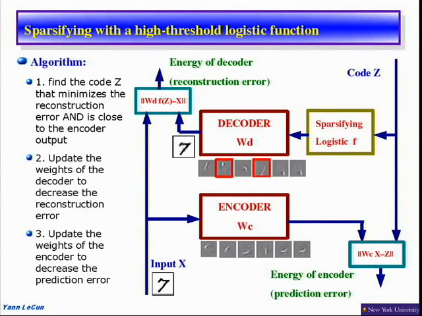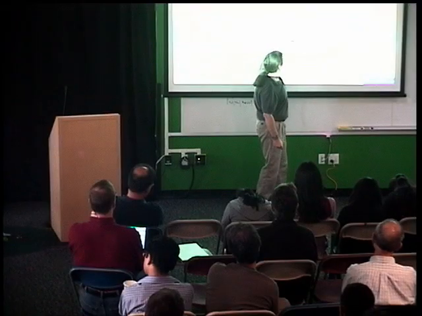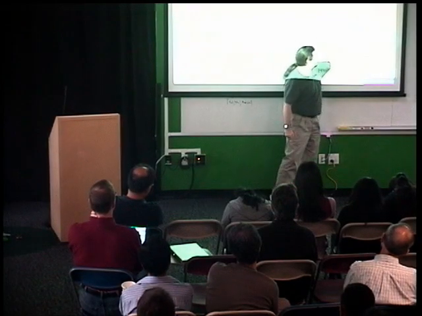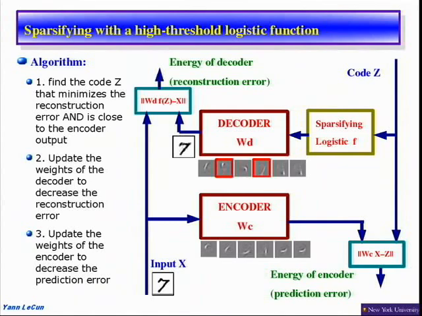And so the algorithm is as follows. You plug in an x, you find a z that minimizes the sum of, in this case, 2 energy terms, but in the general case, 3 energy terms, including the sparsity. Once you have those, you adapt the parameters of the encoder to minimize this error, adapt the parameters of the decoder to minimize that error, and you're done. Okay? Do this over training samples.